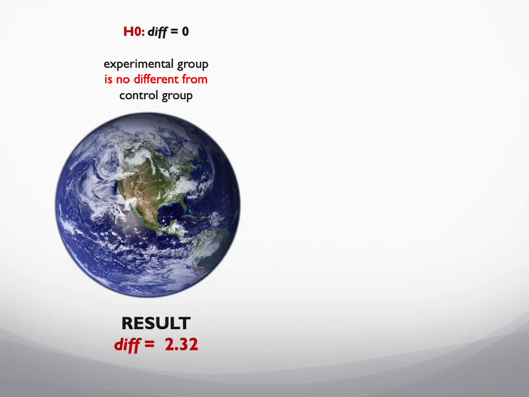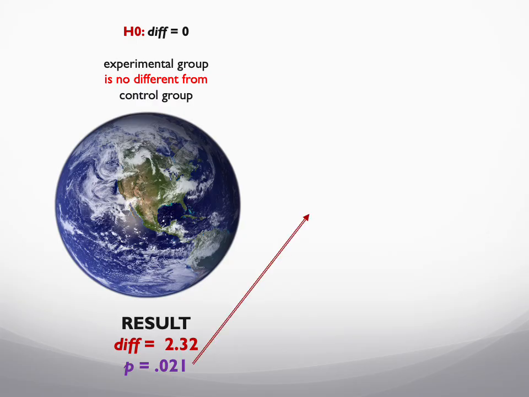So here we are. I'm testing this null hypothesis, this hypothesis of mean difference of 0, this hypothesis that the experimental group is no different from the control group. I conduct my study, I get a mean difference of 2.32, and with every statistical test, in this case, I'm going to also get a p-value. So imagine this came from a t-test, I got this mean difference of 2.32, and I get my p-value as well, 0.021. Here's what that means in words.